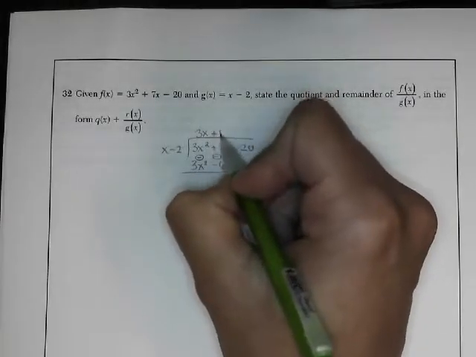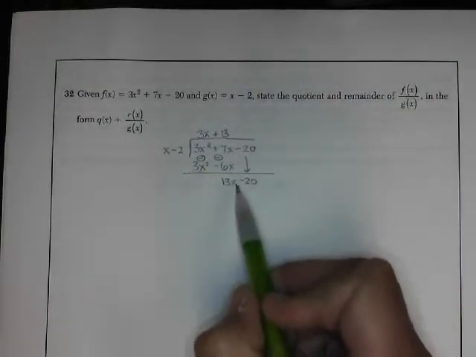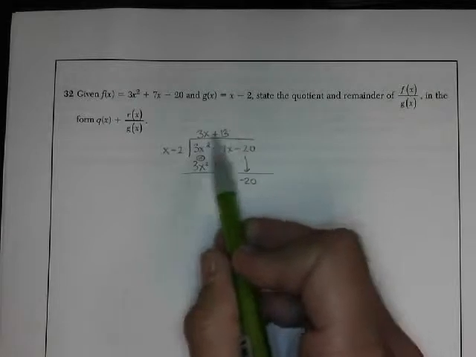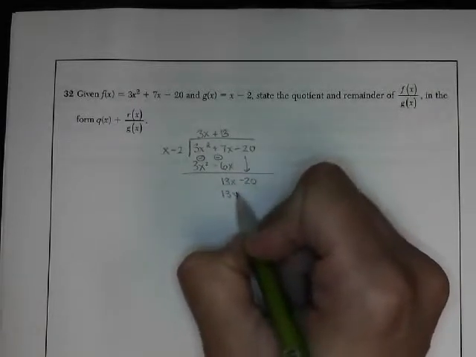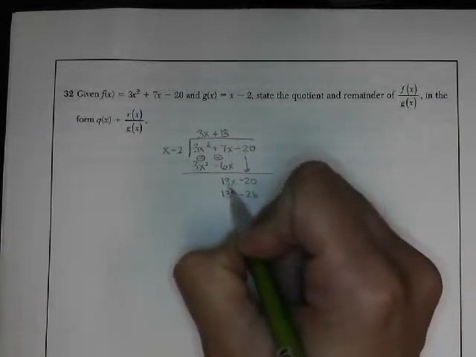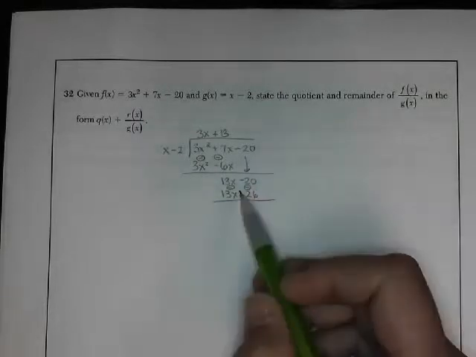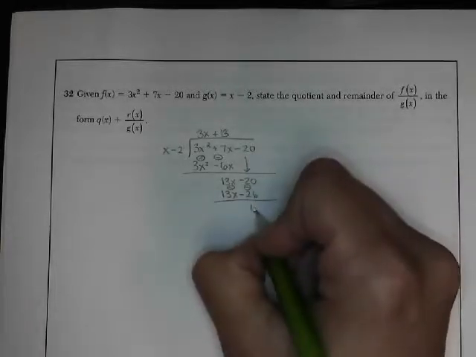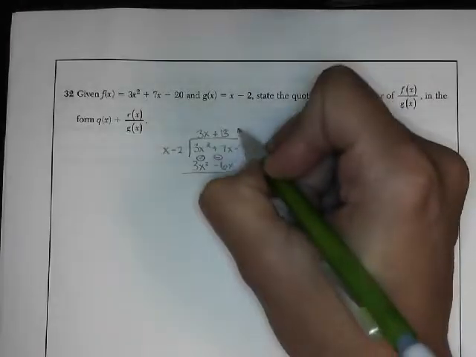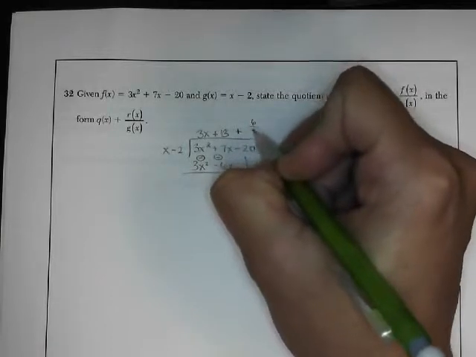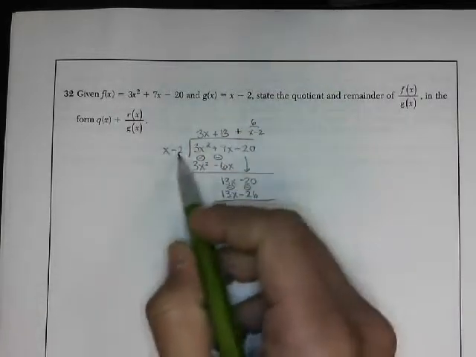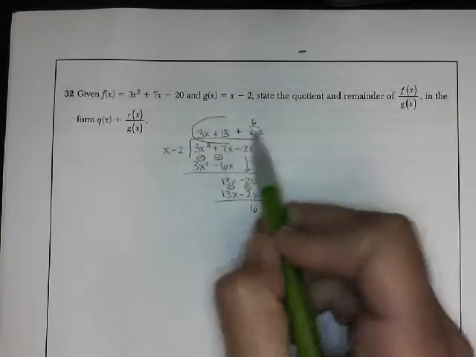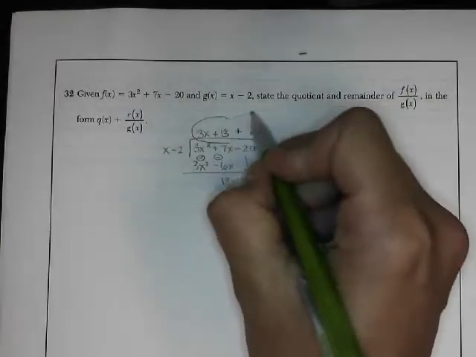x times 13, we repeat the process, gives us 13x. So we take our 13 times x minus 2, which will be 13x minus 26. Do our subtraction. Again here, be careful of your signs. Negative 20 minus a negative 26, negative 20 plus 26 is 6. So that's your remainder that we add on, and we always keep it over the divisor. So there would be our final answer.